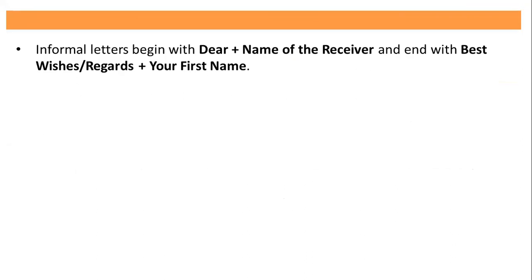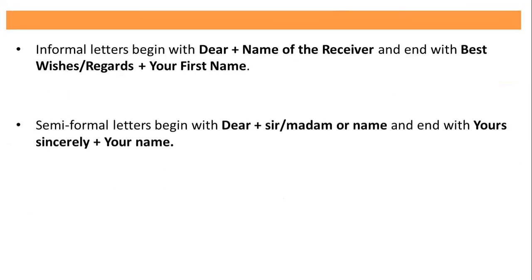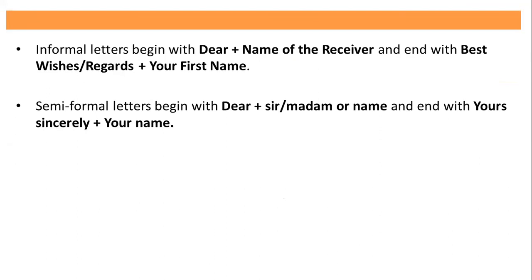It's a simple thing: in an informal letter you can use simply dear and the name of the receiver, and end with best wishes, regards, and your first name. There is no need to write your full name. This is the sixth point on how to differentiate these. In a semi-formal letter, your letter starts with either dear sir or madam, or you can write the name as well, and ends with yours sincerely.